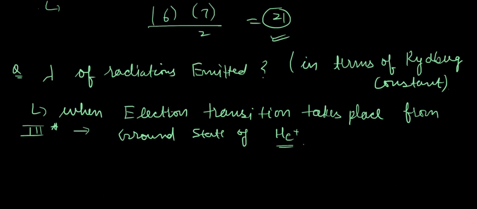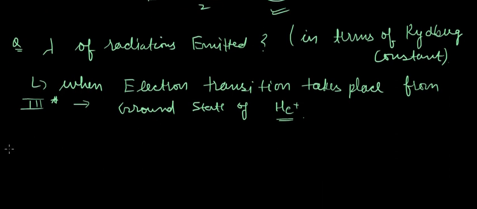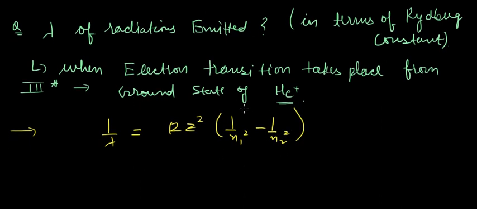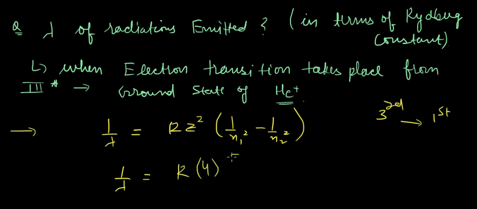Using the same knowledge, we know the formula that 1 upon lambda is R Z square into 1 upon n1 square minus 1 upon n2 square. So it is going from the third excited state to the ground state, hence we calculate this. Z is obviously 2, so Z square would be 4, 1 upon n1 square is 1, and 1 upon n2 square is 1 upon 16.